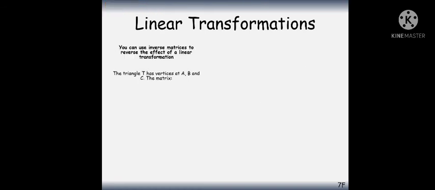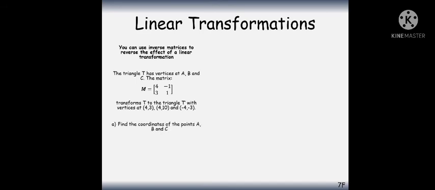Okay, so you can use inverse matrices to reverse the effects of a linear transformation. The triangle T has vertices at A, B, and C. The matrix 4, 3, minus 1, 1 transforms T to the triangle T prime with vertices 4, 3, 4, 10, and minus 4, minus 3. Part A, find the coordinates of the points A, B, and C.